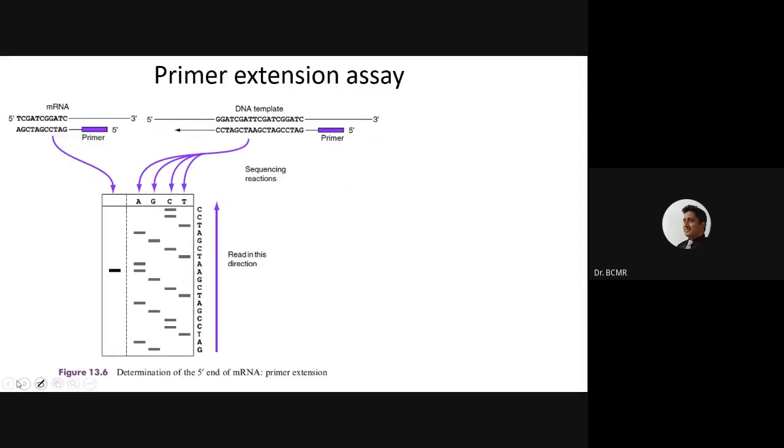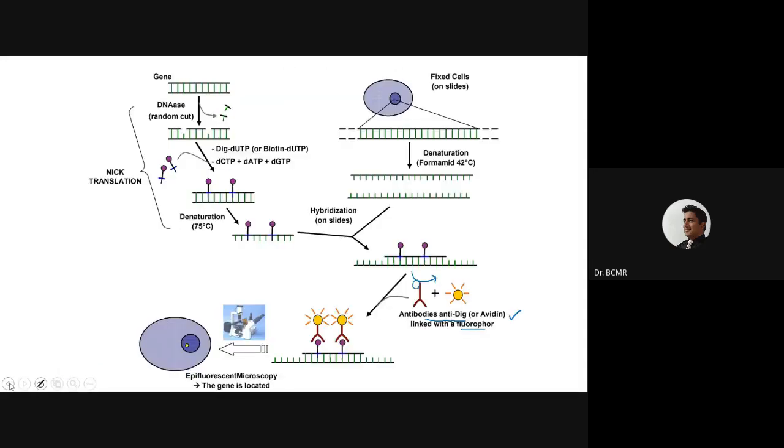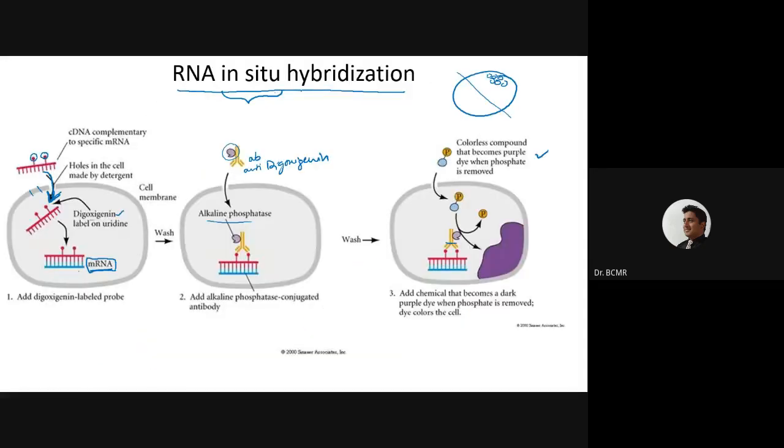So the next technique is called primer extension. Let me associate this with RNA in situ hybridization. The principle of this is hybridization between the probe and the RNA. And here we are trying to hybridize the target RNA in the cell. That's what you can think of.